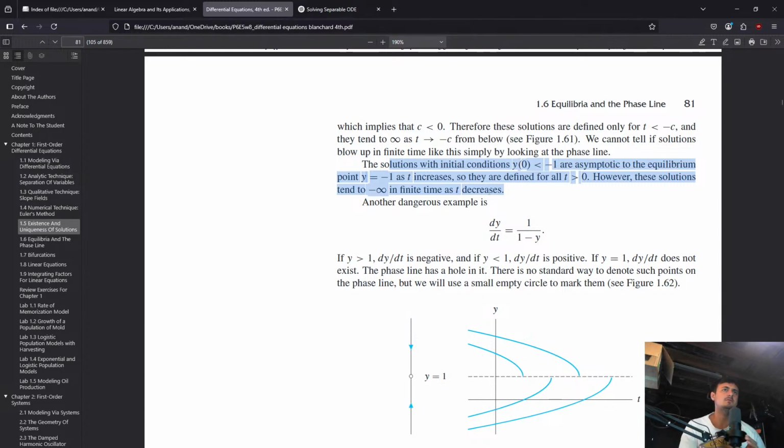Okay, let me just figure this out. If we have y of 0 is less than -1, then -1 minus 1 over c is less than -1, which implies that -1 over c is less than 0. Wait, what?